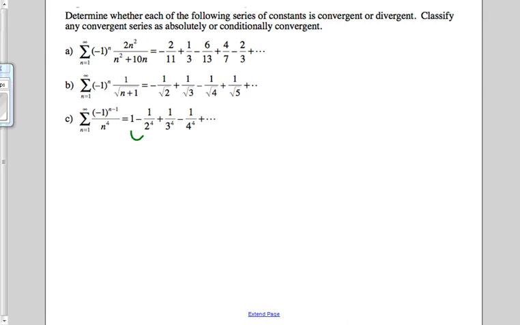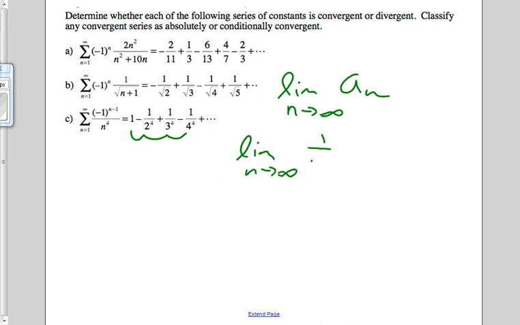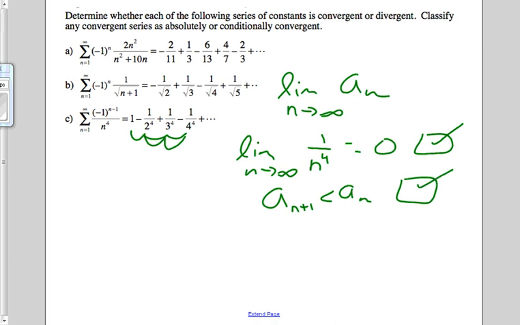So we've got this alternating series, and we want to show first that the nth term approaches 0. So we say the limit as n approaches infinity of 1 over n to the 4. Well, that clearly equals 0. So that condition's met. We can see also clearly that each subsequent term is getting less and less and less because we're dividing by a bigger number. So a sub n plus 1, our n plus 1th term, is less than our nth term. So that meets our second condition. Therefore, we know that it is at least conditionally convergent.